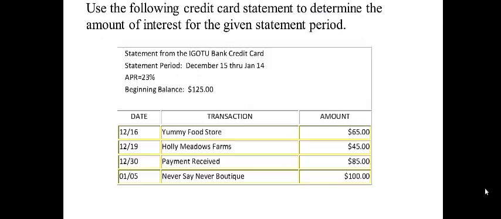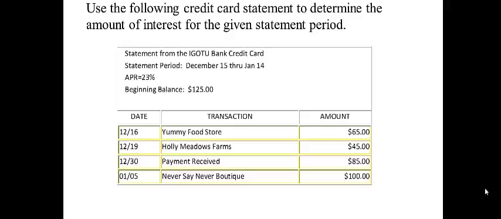Let's look at the question. Use the following credit card statement to determine the amount of interest for the given statement period. So we're assuming simple interest. It means I can use my I equals PRT formula because I want the amount of interest. So I need to figure out what is my principal. Now when I'm paying something back, my principal is, for example, a monthly payment on a mortgage. That's the same thing. Whereas in this case, it's the amount that I'm paying each month, for the time frame that I have.